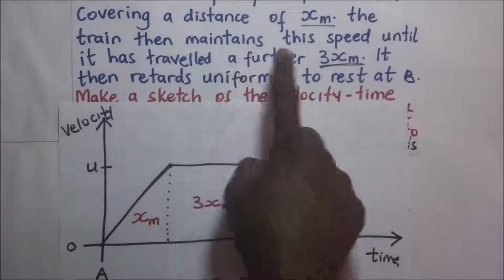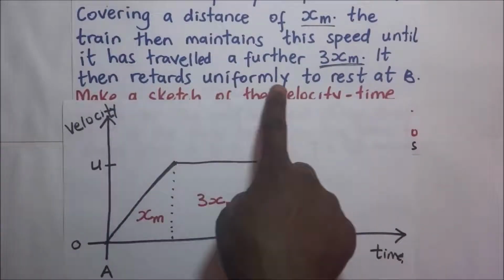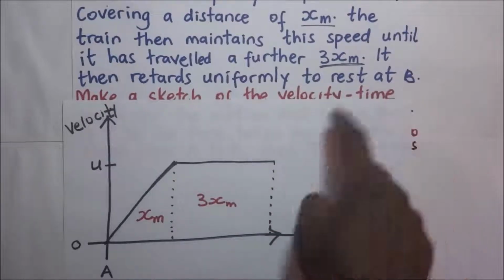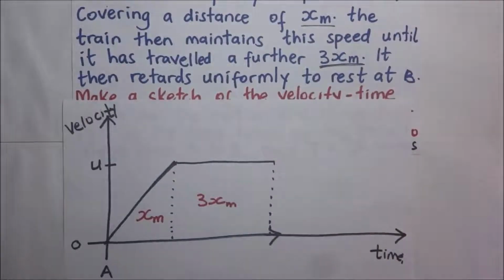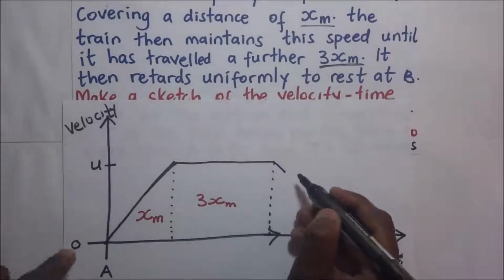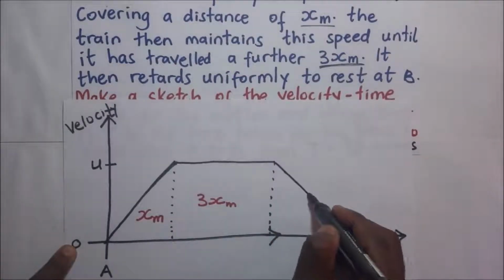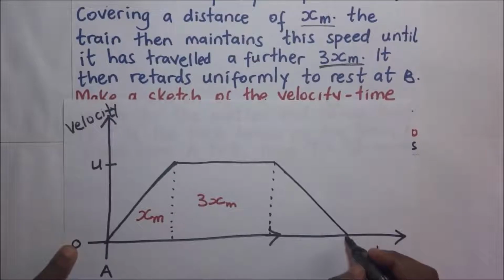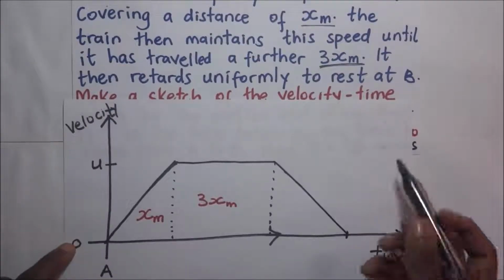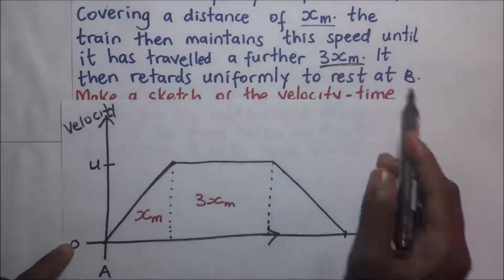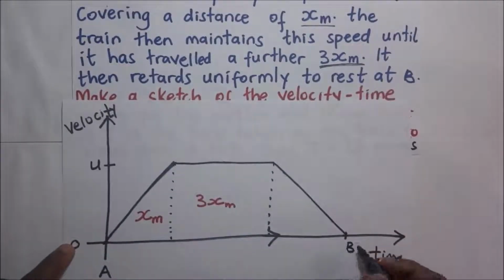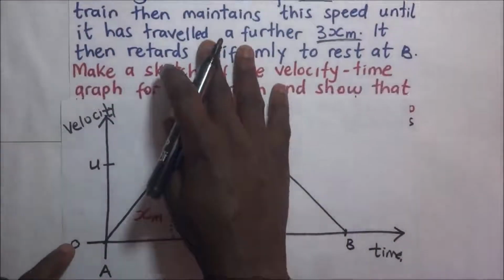Then the question continues to say it then retards uniformly to rest at B. So right here it's going to retard to rest. When it's retarding to rest, it retards to a point where its velocity is 0. It retards to velocity equal to 0. The question says that it retards uniformly to rest at B, so it's going to retard uniformly to rest at point B.